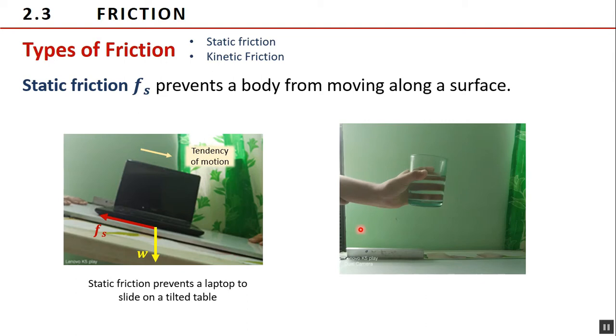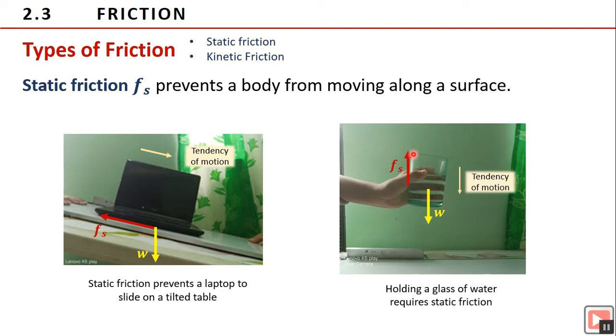Static friction also allows you to carry a glass of water without slipping through your hand. Again, by gravity the glass tends to slide off your hand. But the upward friction exerted by your hand on the glass prevents this tendency of motion.